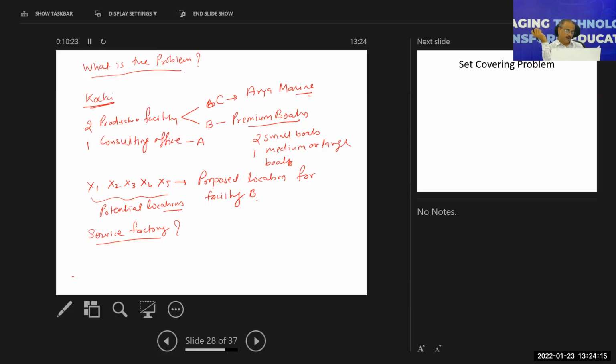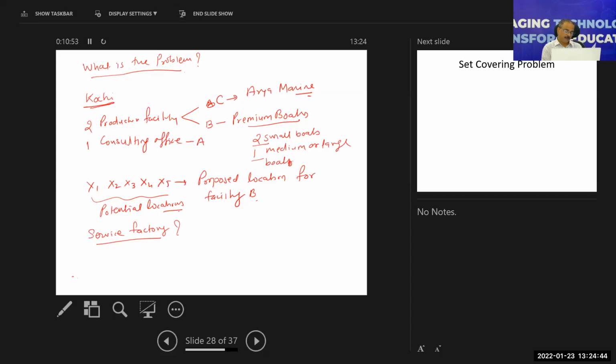So they are looking for the service factory. They have a requirement in terms of the office space, the display space, and the manufacturing operations as far as boat manufacturing is concerned. They expect that at a time the production facility will need to manufacture 2 small boats and 1 medium or large boat. And for each of these, the area is given.